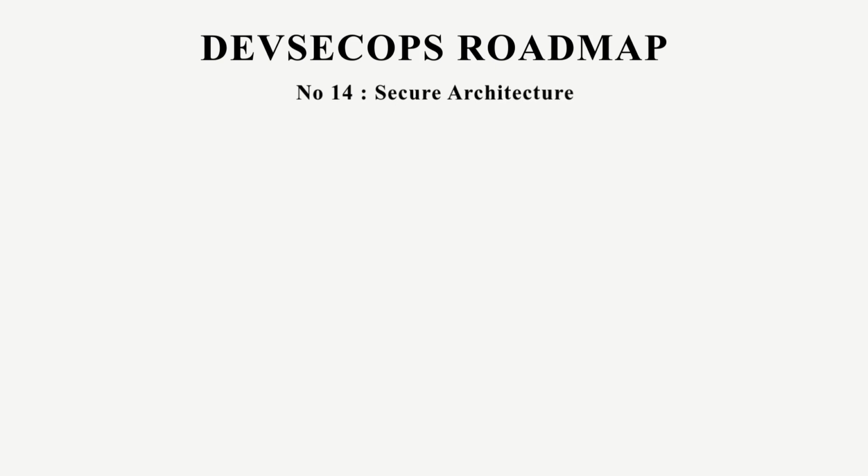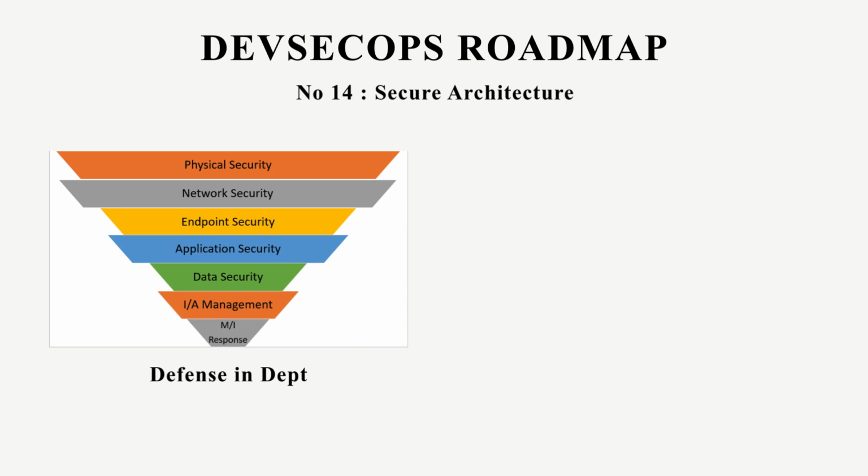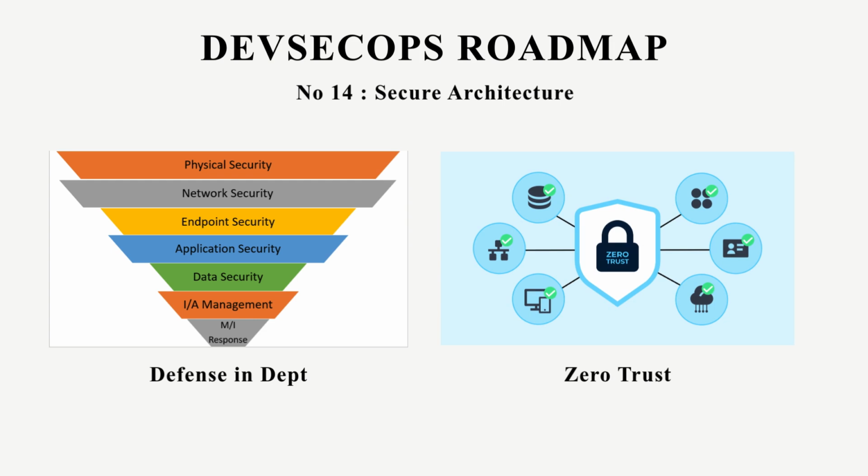Number 14, security architecture. Advanced DevSecOps engineers also design secure architecture. One important principle is defense in depth, which means using multiple layers of security controls. Another concept is zero trust architecture, where no system or user is trusted by default. Other important areas include secure API design, network zoning, IDS and IPS systems, DDoS protection, supply chain security, and software bill of materials, also called SBOM. These strategies help organizations secure large-scale systems.